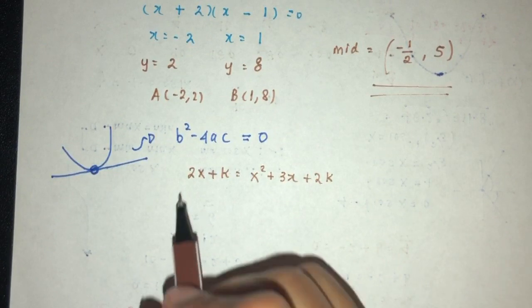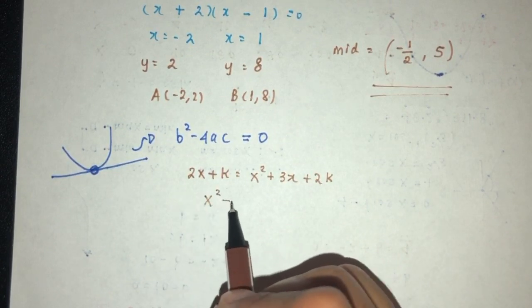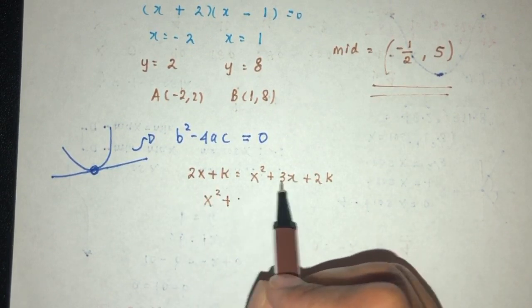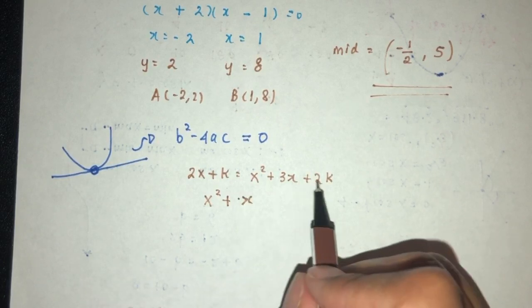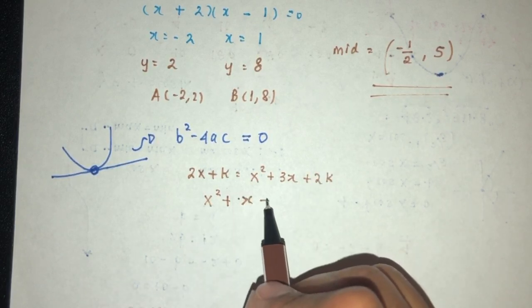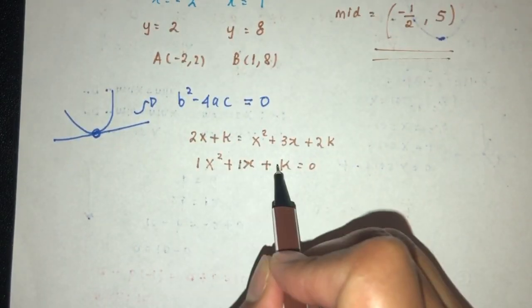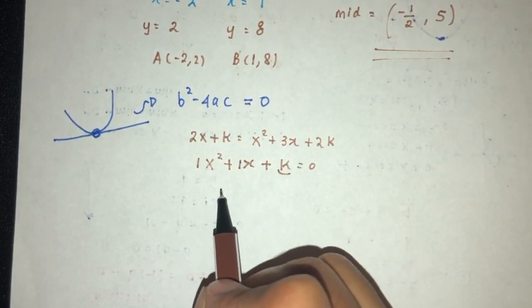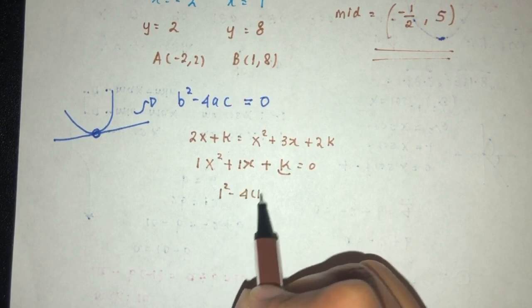Now again, rearrange, you will have x squared, so plus, that will be x, right? And 2k minus k should be just plus k, is 0. Now this is a, b, and c. So b squared is 1 squared minus 4 times a times c.